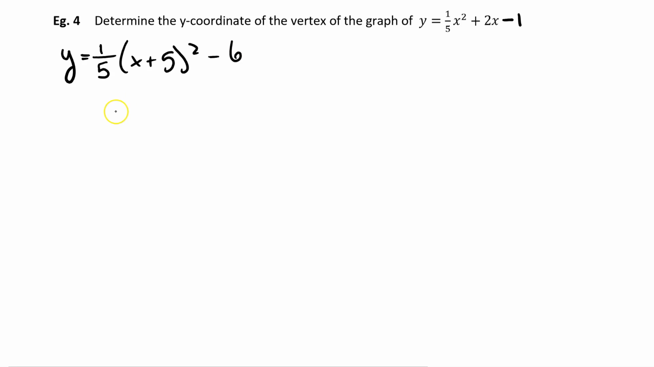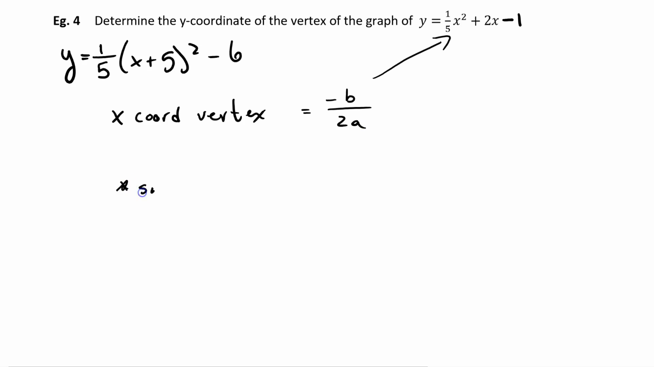However, let's find the x coordinate of the vertex, which is always going to equal -b over 2a in the standard form, and then sub into general form to solve for y.